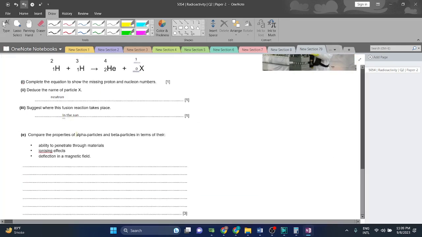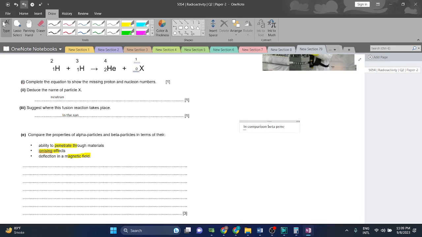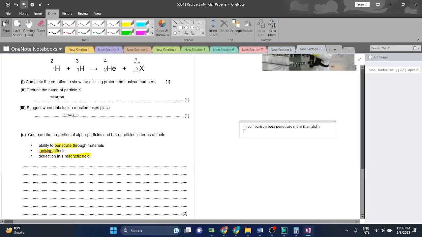Part E, compare the properties of alpha particles and beta particles in terms of their ability to penetrate, ionizing effect, and deflection in a magnetic field. So we have been given three fields and we have to compare them. Okay? Let's do the comparison first in penetration. The one with the least penetration between the particles is the alpha particle. So alpha has less penetration and beta has more penetration. So in comparison, beta penetrates more than alpha.